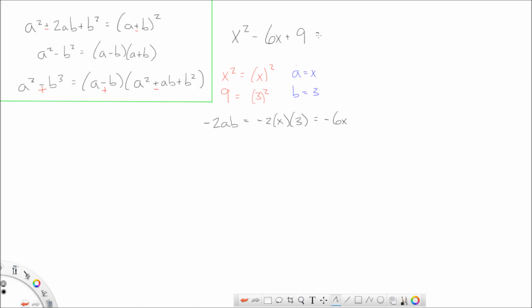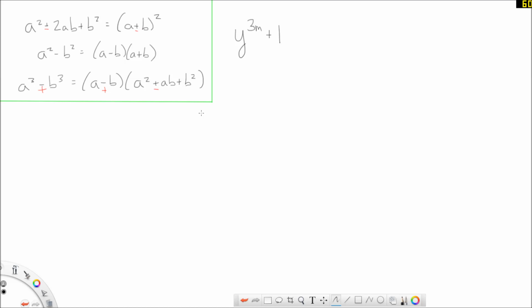Which means I can factor this as a, which is x, minus b, which is 3, whole thing squared. And that's the same thing you would get if you factored this using our techniques from the last video. But if you can recognize really quickly that this is a squared minus 2ab plus b squared, you can factor it just as x minus 3, whole thing squared.